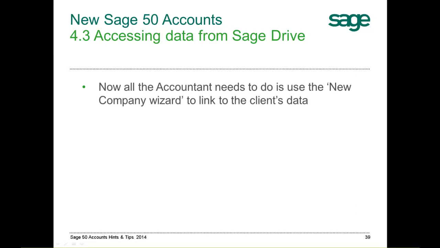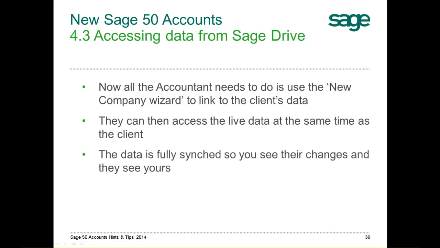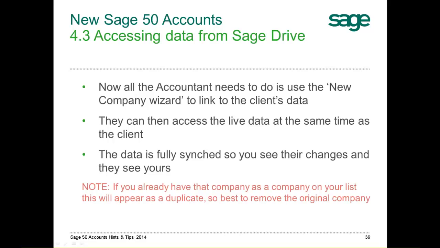So, accessing data from Sage Drive: all the accountant will need to do is go into the new company wizard to link to the client's data. They can then access the live data at the same time as the client, and the data is fully synced so you can see their changes and they can see yours. Now, if you already have that company on your list, this will appear as a duplicate. So the best thing to do is remove the original company if the accountant already has it on their system.